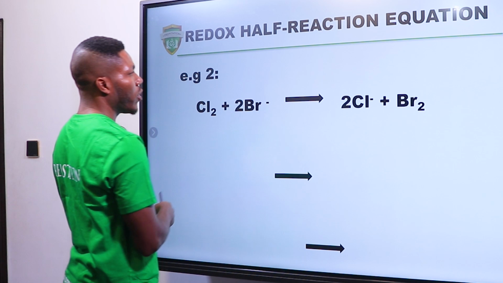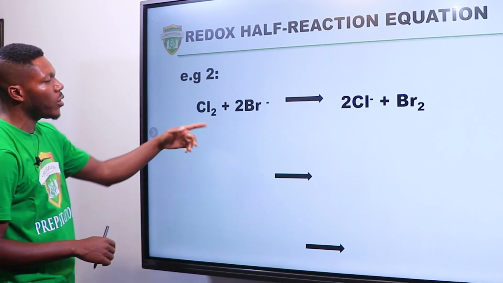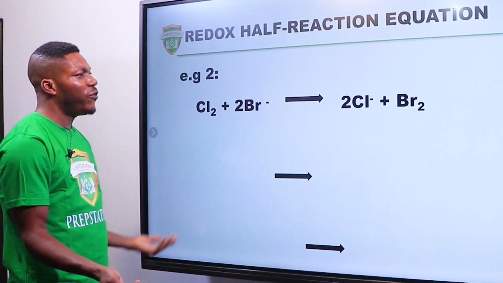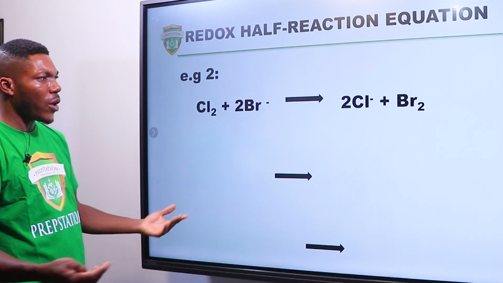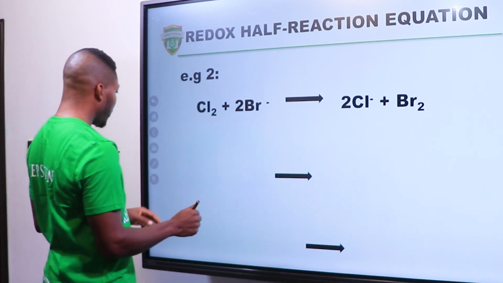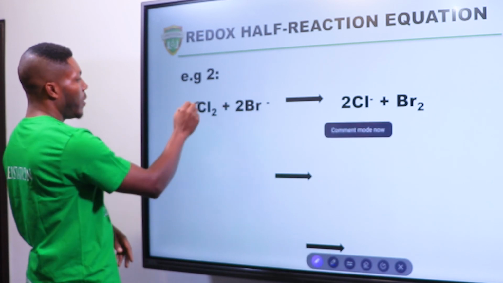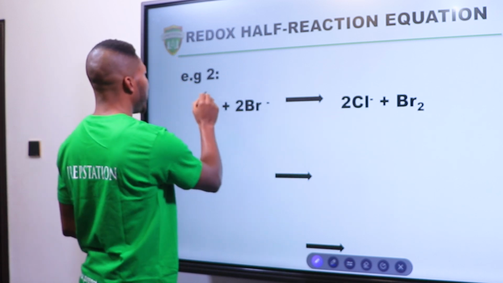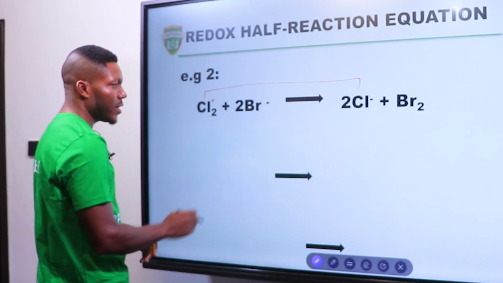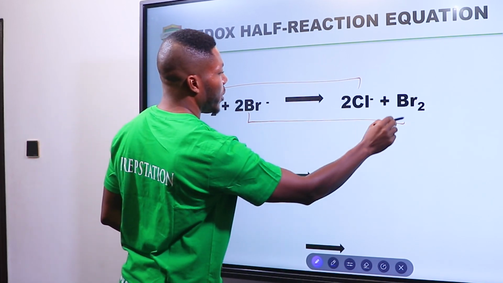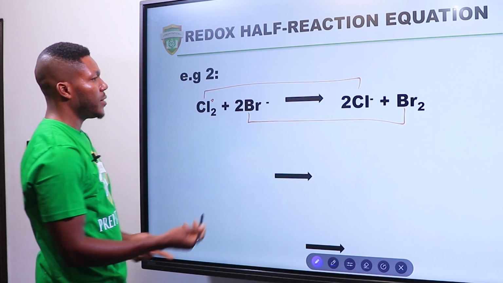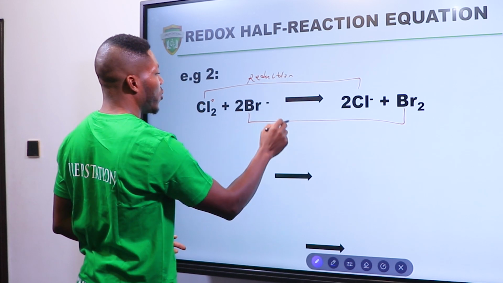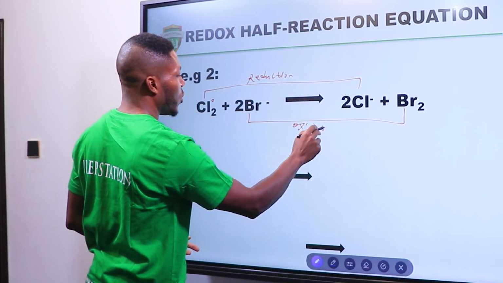Let's look at another example for more clarification. For example, we have chlorine plus bromide ion giving us chloride ion and bromine atom. From where to where is our reduction, and how are we going to balance that? At this point, chlorine is 0 and goes to -1. So there is one process taking place there, and from here to here is another process. This is reduction, don't forget, which is gain of electrons, whereas this is our oxidation process.